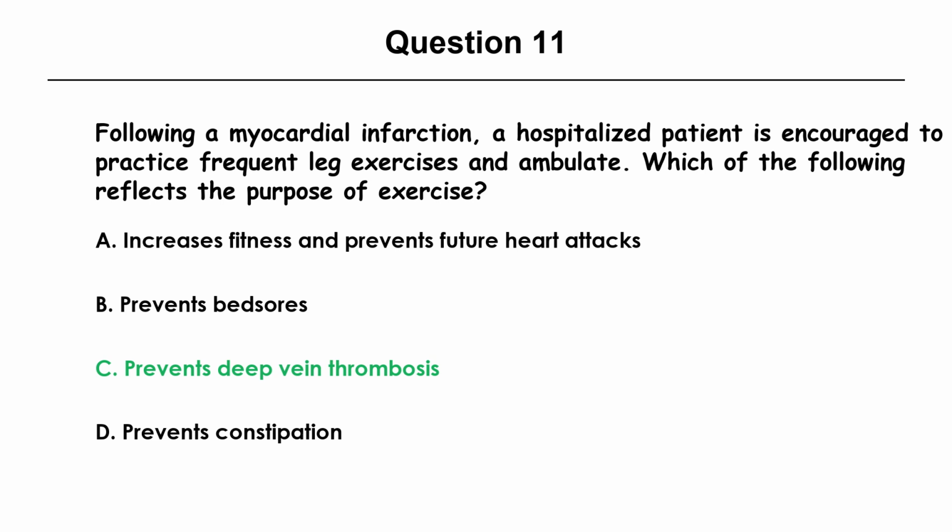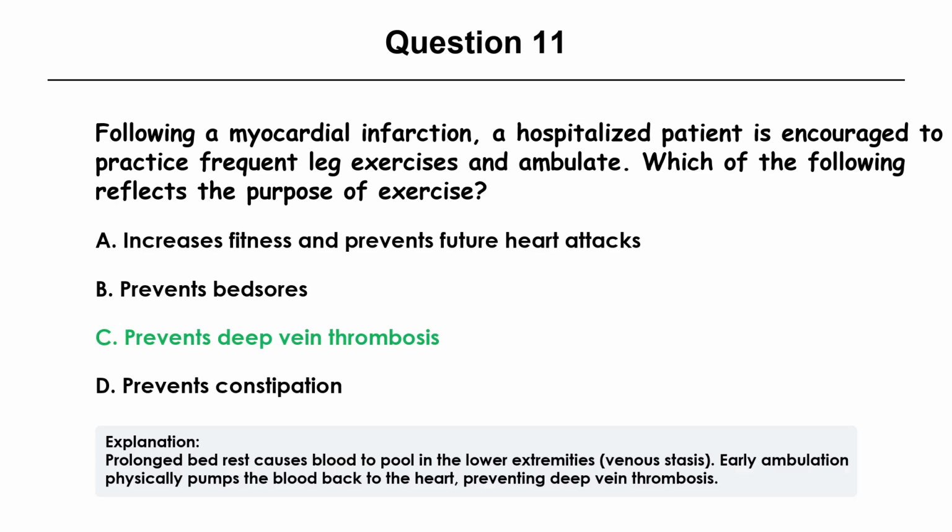The correct answer is option C. Prevents deep vein thrombosis. Prolonged bed rest causes blood to pool in the lower extremities, venous stasis. Early ambulation physically pumps the blood back to the heart, preventing deep vein thrombosis.